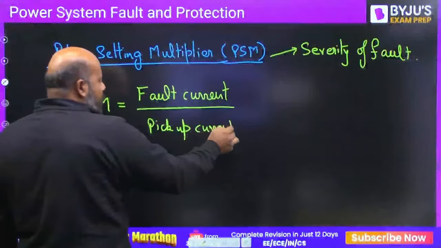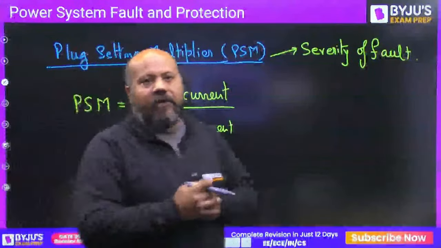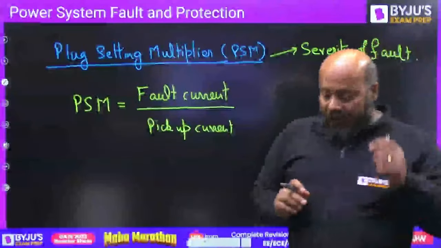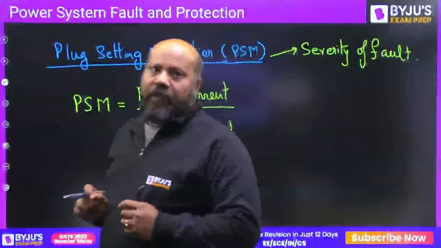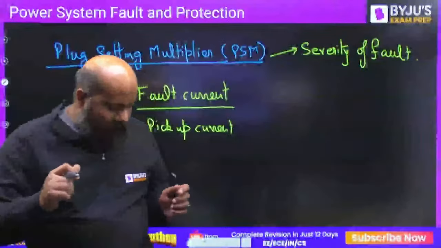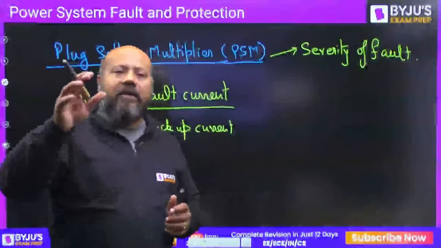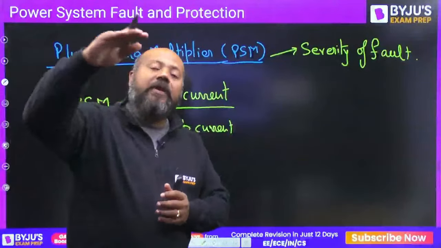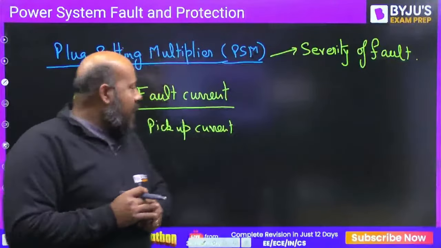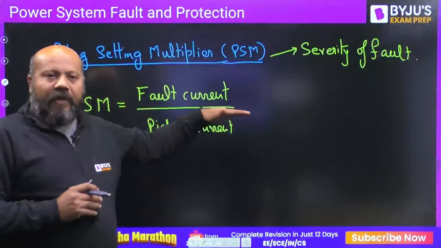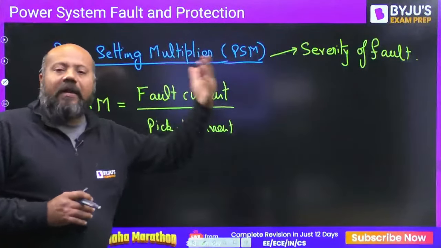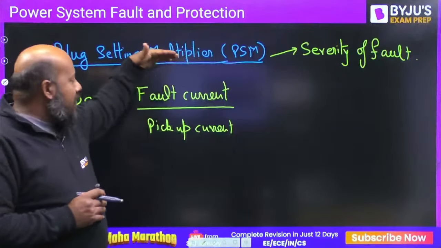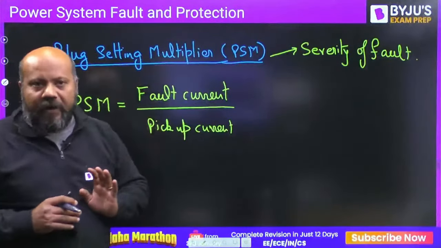Yes or no? Suppose there is a sample of 100 students and I want to know who is the most intelligent, the best student in the class. So what will I do? I will take a test. In that test, I will see what marks you are getting, and with a reference value, I will compare your marks. That reference value is pickup current. If the current is more than the pickup current, then the relay will operate. But how much more dangerous it is, it gives me the ratio of fault current and pickup current.